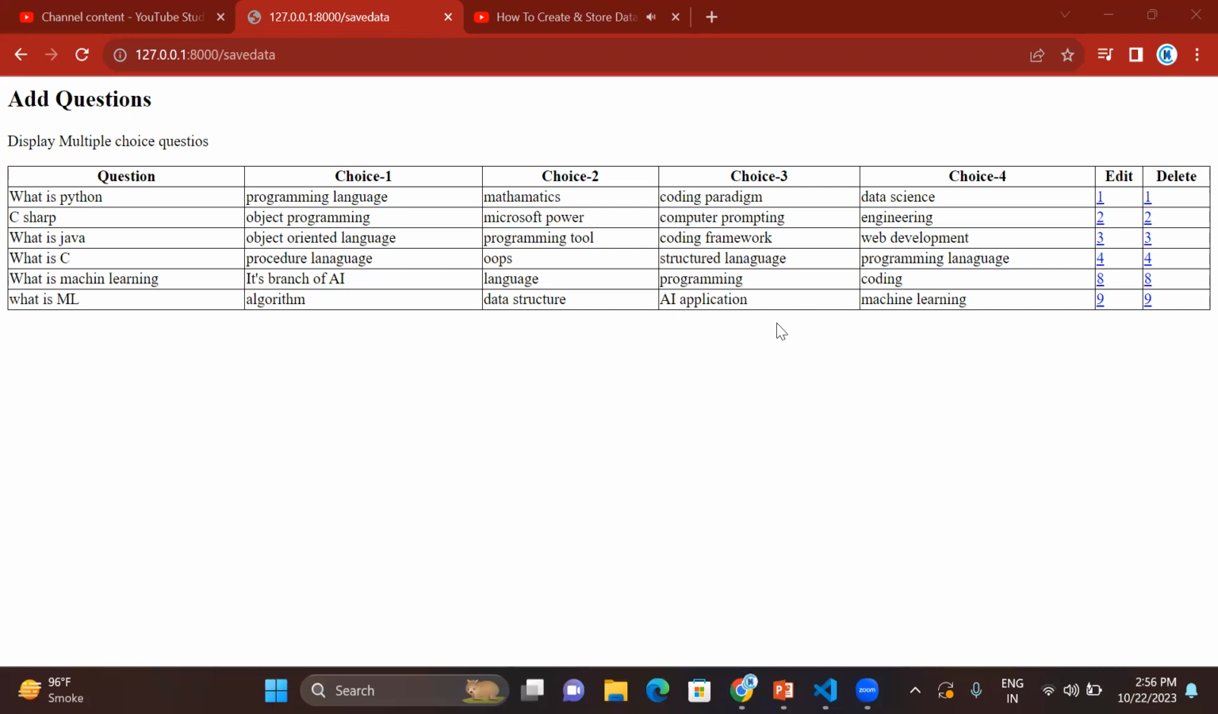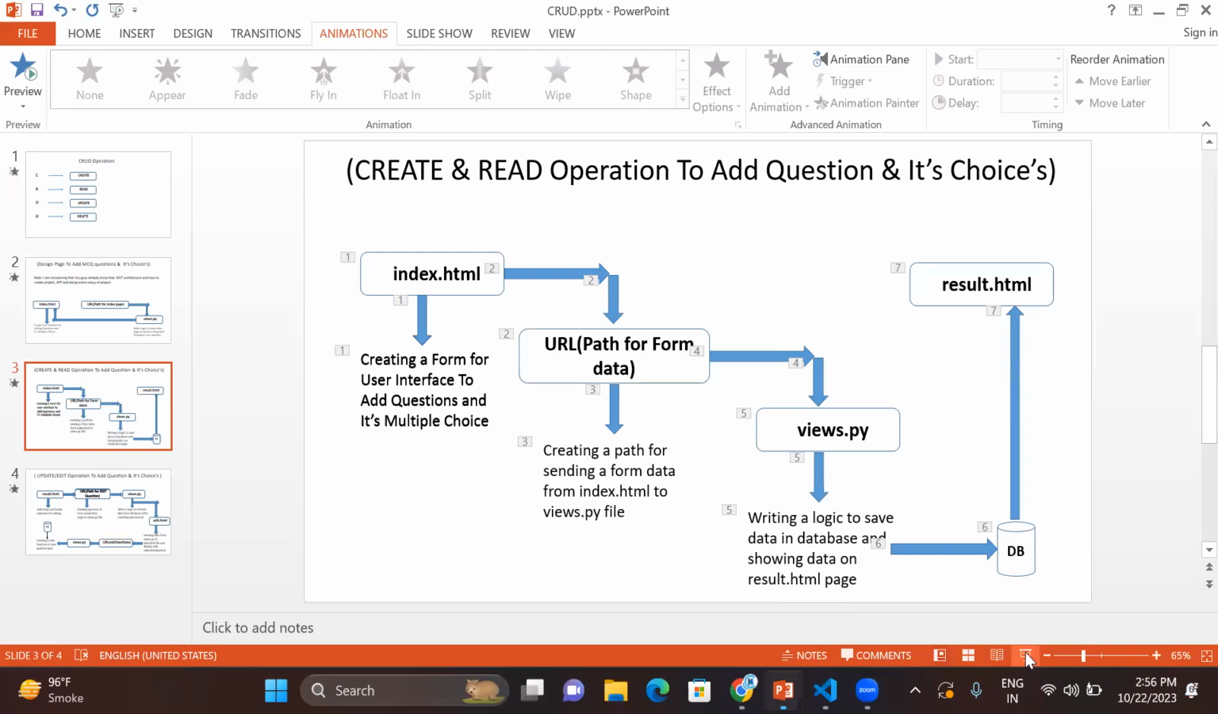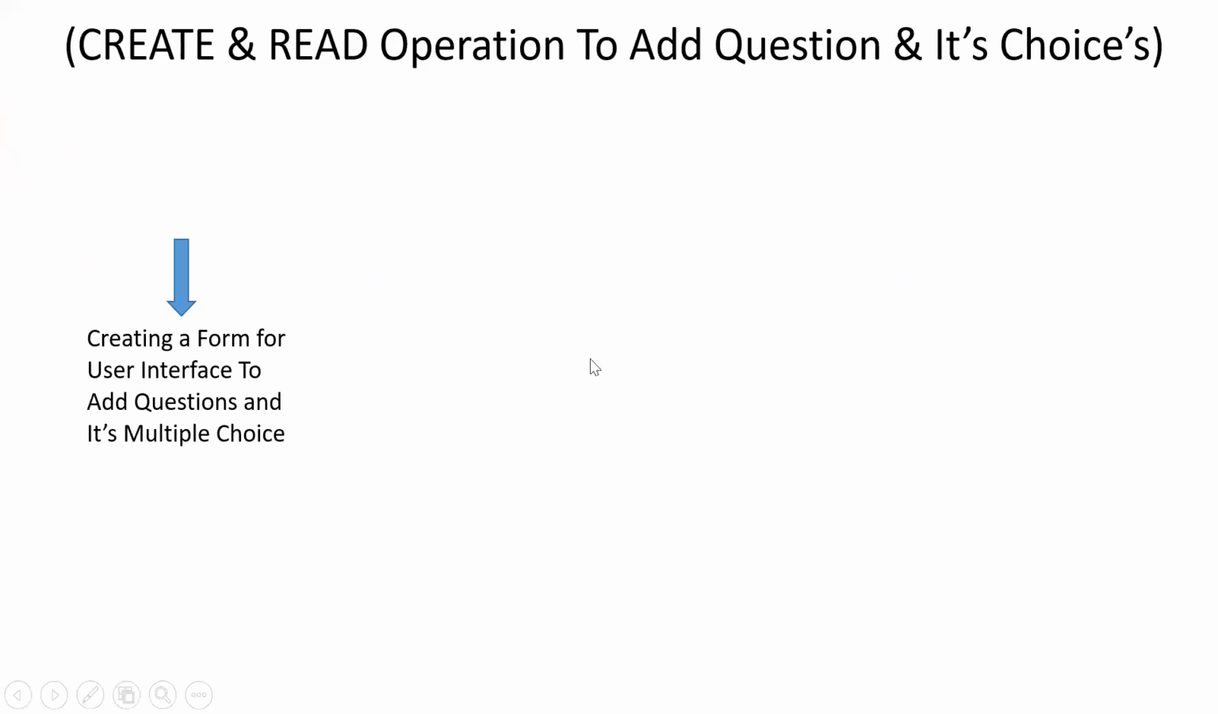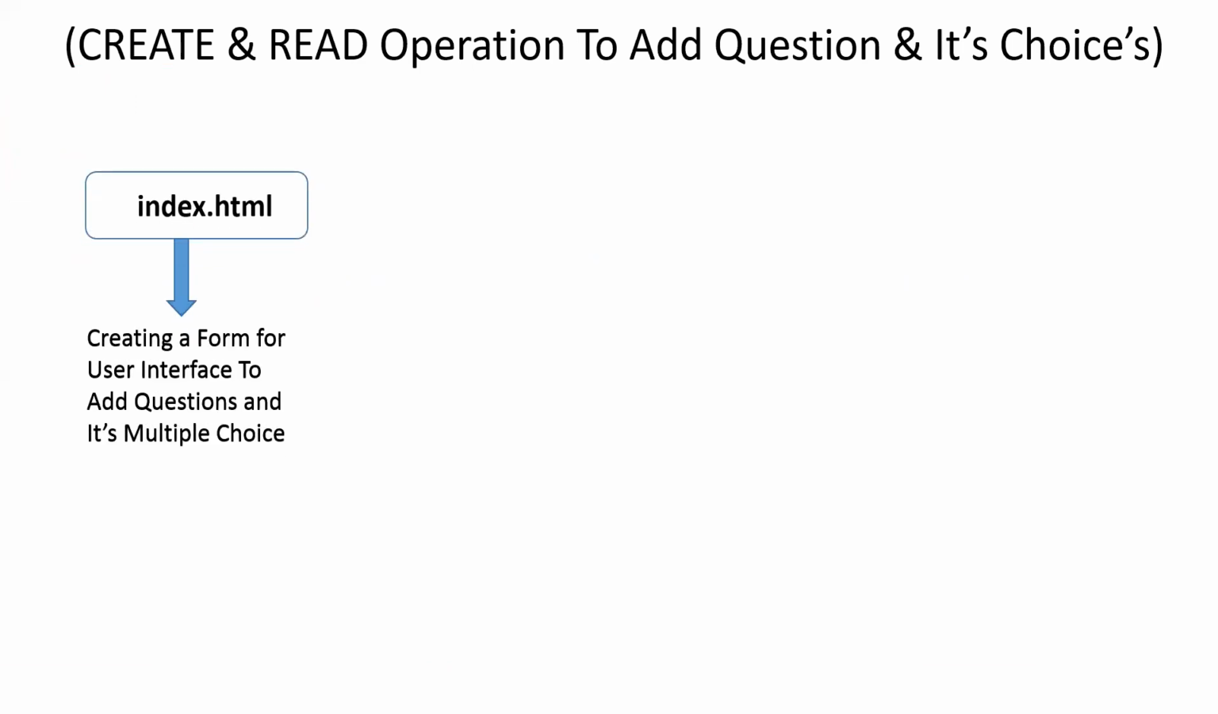So here in this particular part, we will check how to edit the data. Okay. So first of all, let's have a look at what we did in the previous session. We had created an index.html and a form as a user interface to add a question and its multiple choices. Okay. We are discussing the previous video.